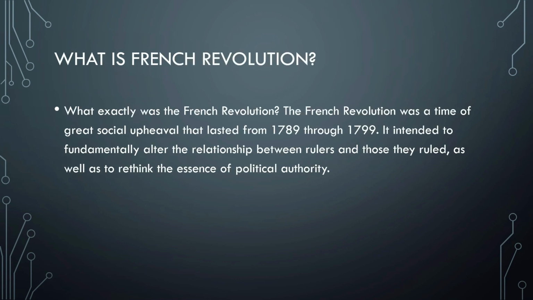The third revolution, French Revolution. What exactly was the French Revolution? The French Revolution was a time of great social upheaval that lasted from 1789 through 1799, for more than 10 years. It intended to fundamentally alter the relationship between rulers and those they ruled, as well as to rethink the essence of political authority.